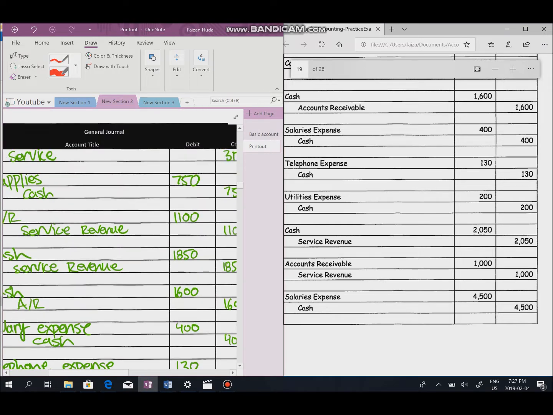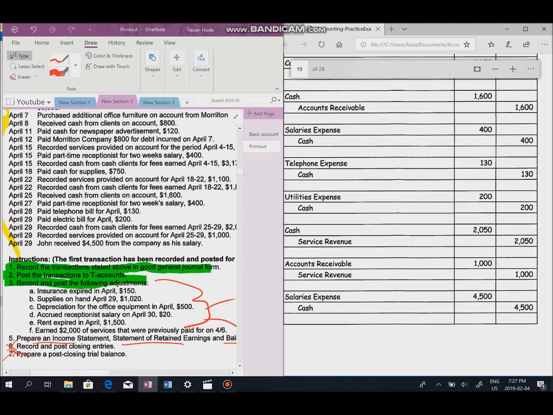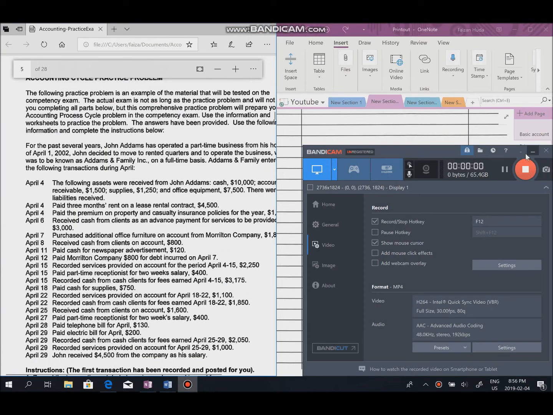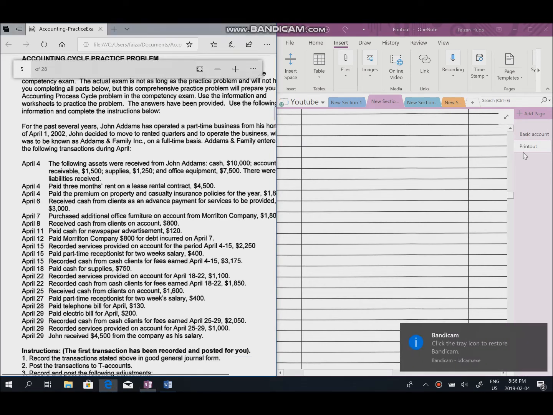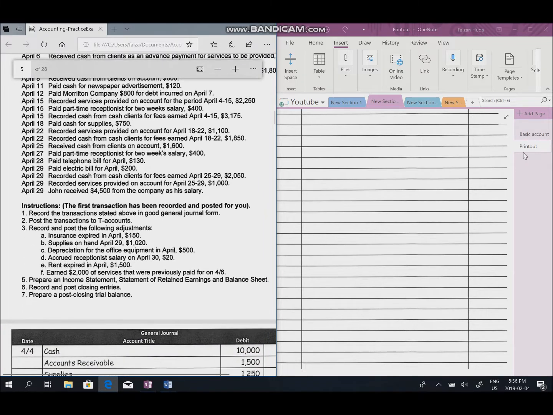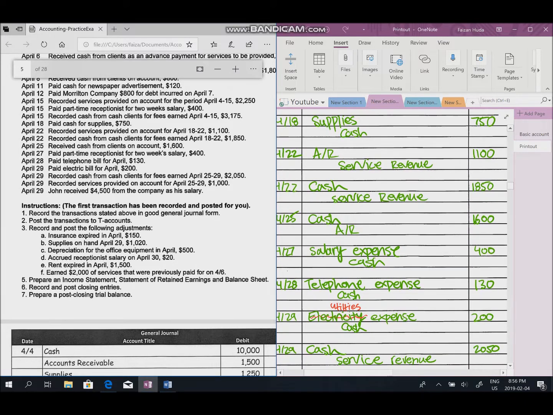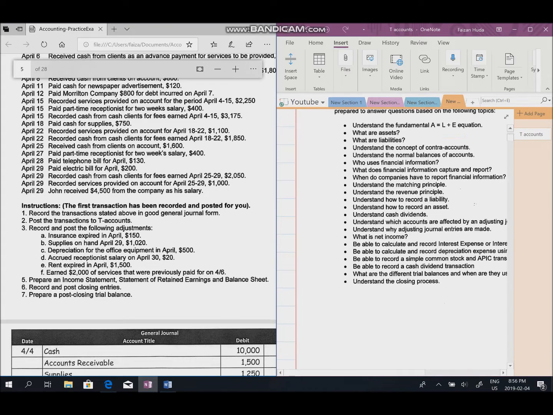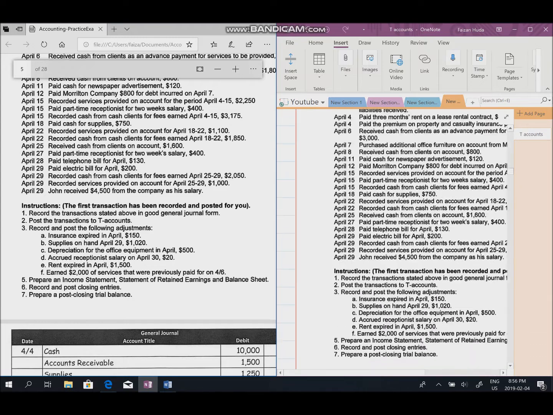Now moving forward, our next step is we have to post these transactions to our accounts. So now we'll do just that. Moving on, as our second instruction, we'll post the transactions that we did in our journal entry to T accounts. So we'll need our journal entries over here. And I have my T accounts set up already for us.